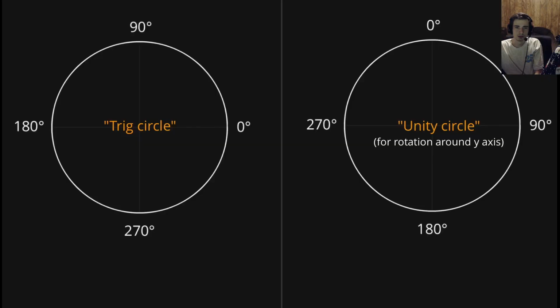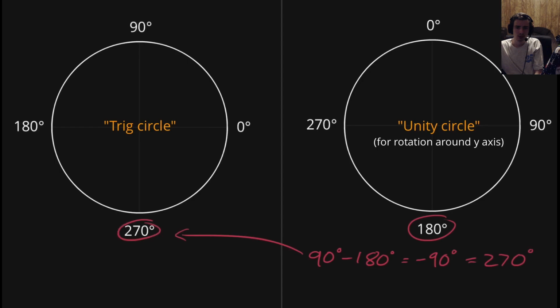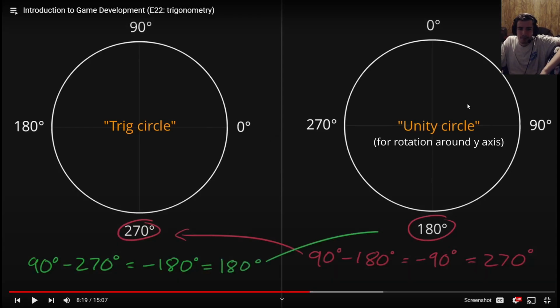Let's put these two circles side by side. The conversion between the two is very simple. It's just 90 minus theta. Take, for example, 180 degrees from this circle. To convert it, we just do 90 minus 180, which is equal to negative 90 degrees, which is of course the same thing as 270 degrees. And converting the other way is exactly the same. 90 minus 270 equals negative 180 degrees, which is the same thing as positive 180 degrees.